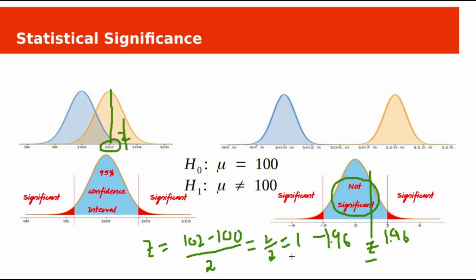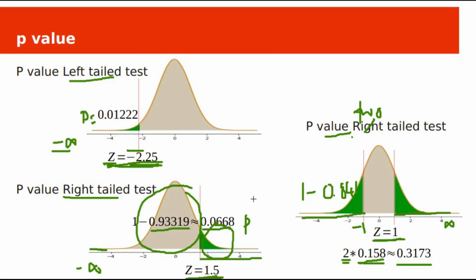We calculated the Z value, it is 1. Let's check the p-value for this Z statistic 1. Here it is a two-tail test. We already calculated the p-value for the two-tail test where Z equals 1. This is the p-value for the two-tail test at Z equal to 1.